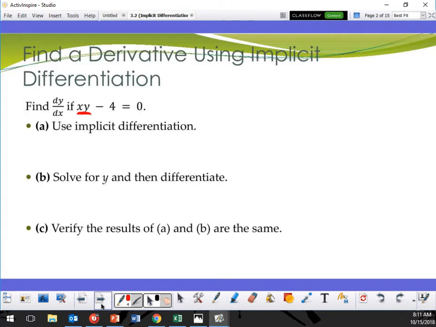All right, so find dy/dx if xy minus 4 equals 0. So we're going to use implicit differentiation. In between this and this, we actually have two things here, right? We have an x and a y. So what's happening between those x and y?